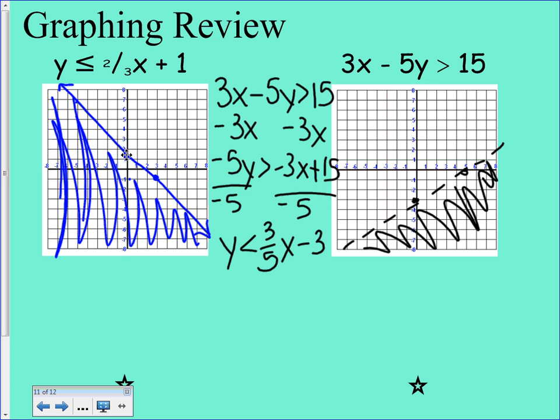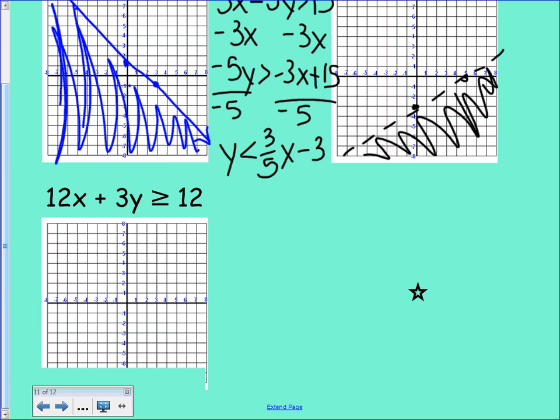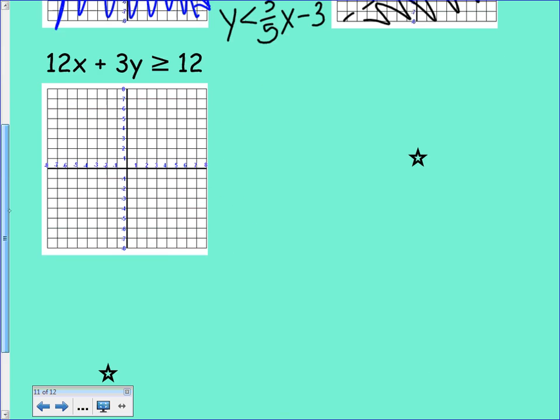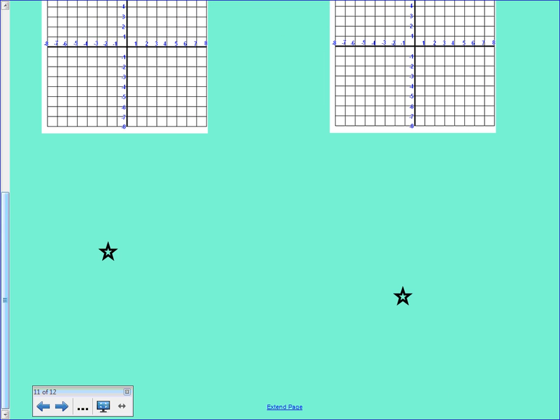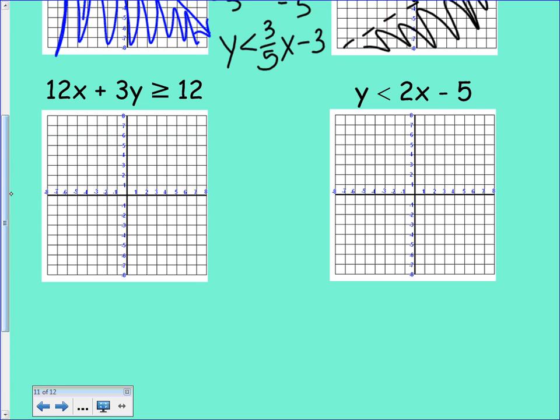Okay, so last but not least, I want you guys to take a second and graph these 2 lines for me. These last 2 lines. Just for practice, graph those 2 lines right there. Once you're done, you can go ahead and take the quiz from this video.